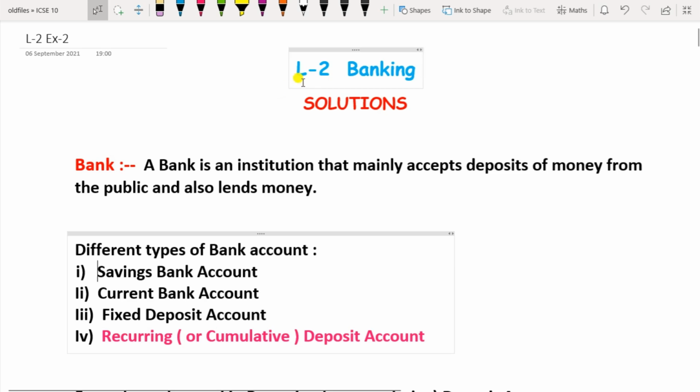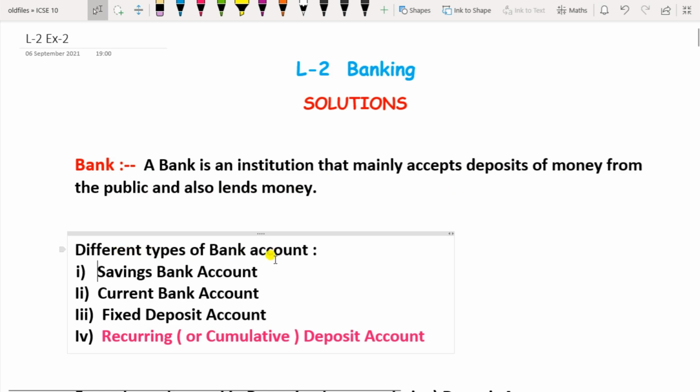In this video we are going to see the solutions of lesson 2, banking. So what is the definition of a bank? A bank is an institution that mainly accepts deposits of money from the public and also lends money.